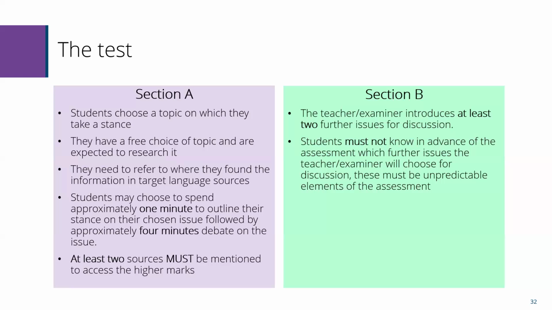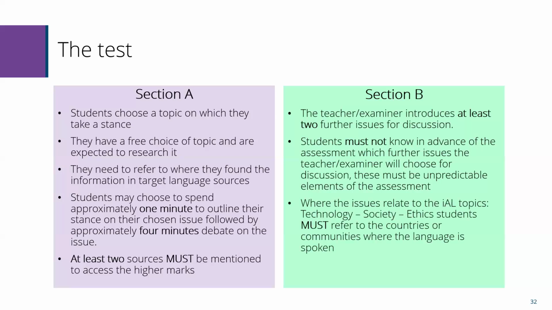So in section B then, the teacher examiner introduces at least 2 further issues for discussion. Students must not know in advance of the assessment which further issues the teacher examiner will choose for discussion. These must be unpredictable elements of the assessment. And remember that they're getting those marks for spontaneity. So if what they say sounds rehearsed and unspontaneous, then you are not doing them a favor at all if they have a hint of where that test might go for section B. So it needs to be unpredictable.